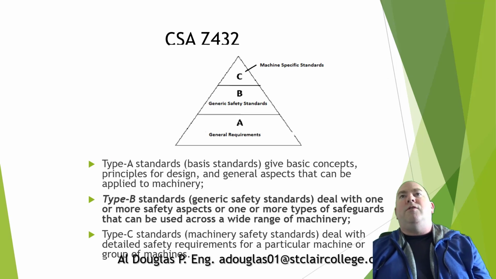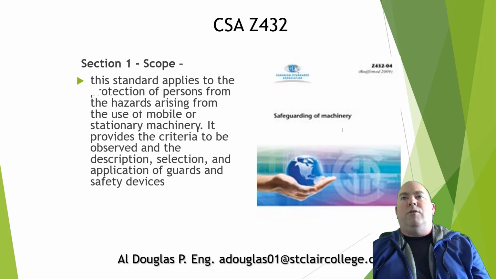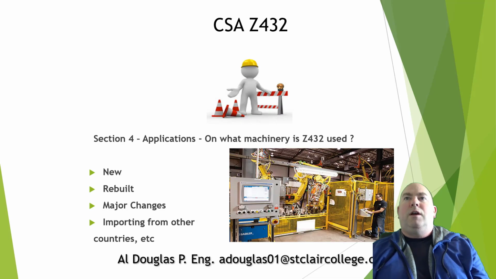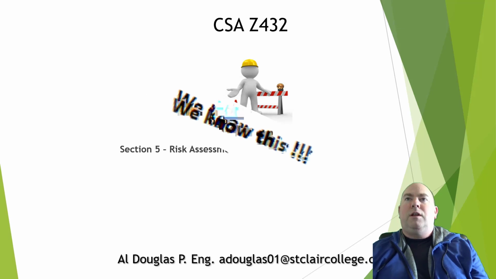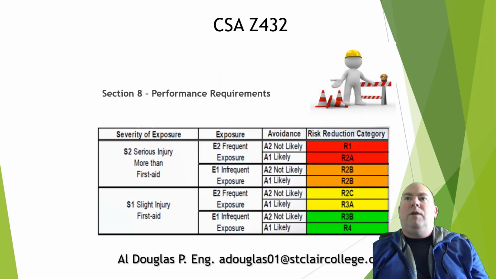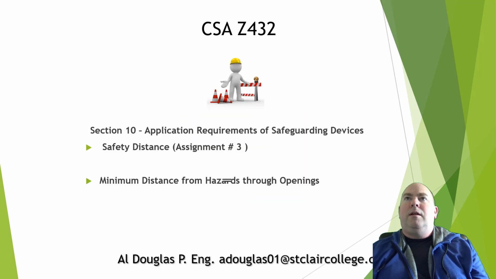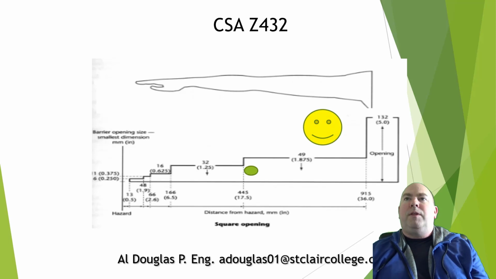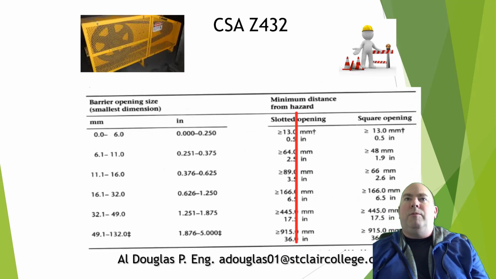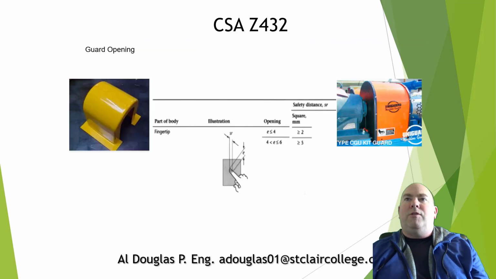And then we also did the Z432 standard. This is the general machine safeguarding standard, and how that's different than the 434 standard. We get into all these things, the different performance requirements and what those mean. And we got into using the chart to determine, if you have a hole of a certain size in your fencing, how far that fence needs to be away from the hazard. That is basically how much of your arm can you fit through that hole and how far can you reach through it and still be safe. That's what determines that.